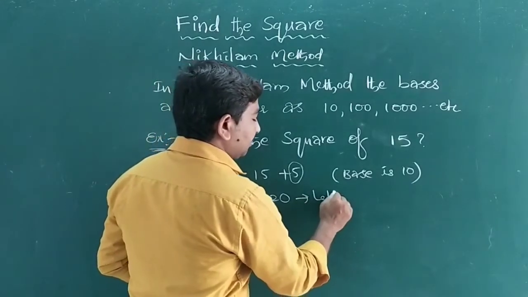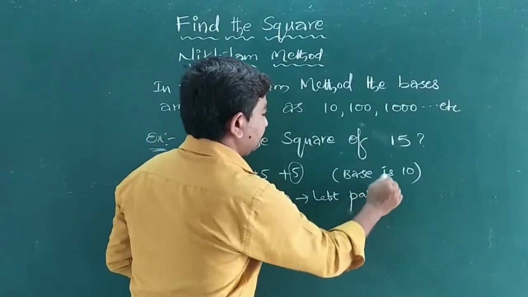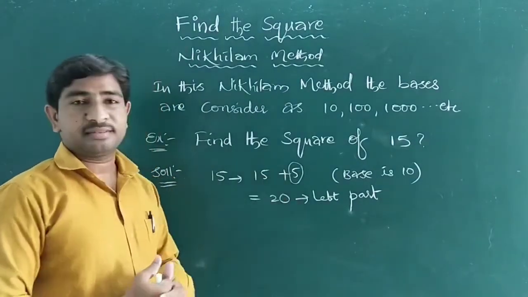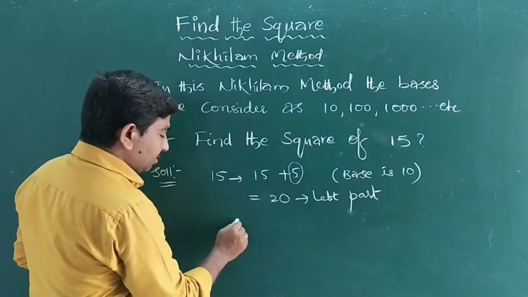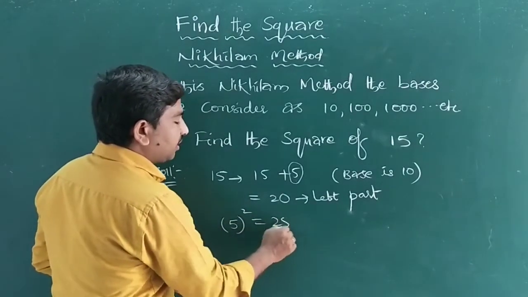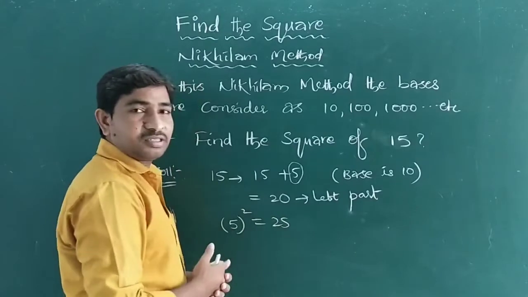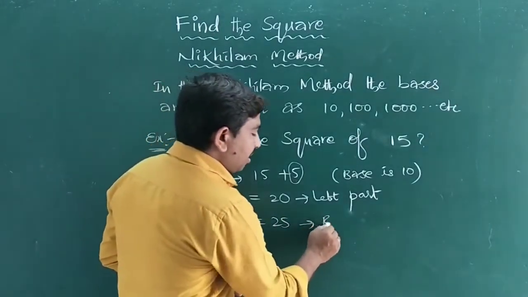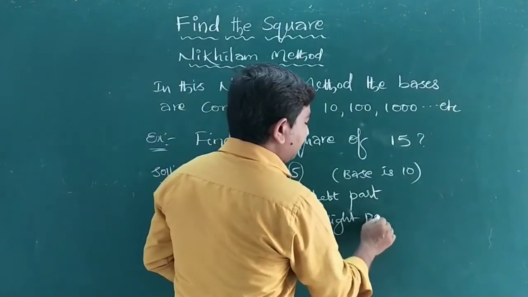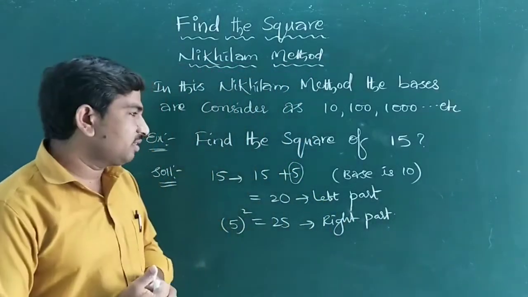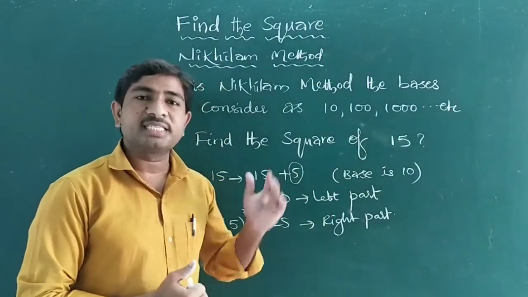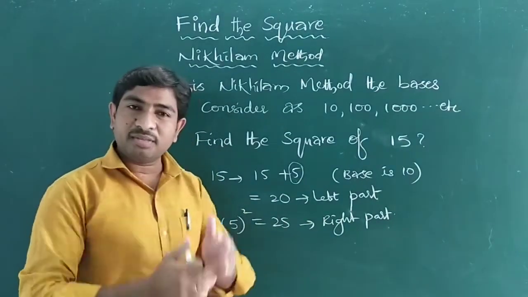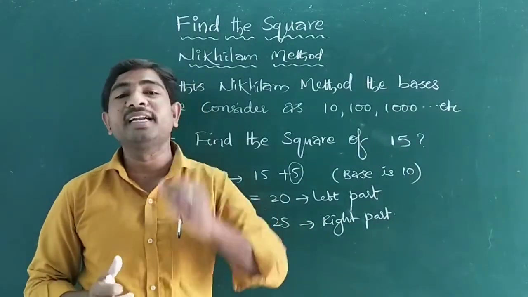And next, 5 square. So 5 square is equal to 25. So this is the right part of the answer. If you observe, what is our base? The base is 10. How many zeros are there? Only one zero. So that's why the right part must contain a single digit only.